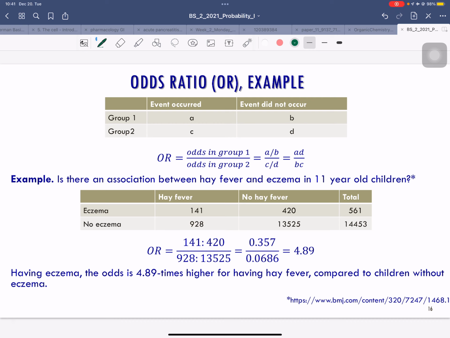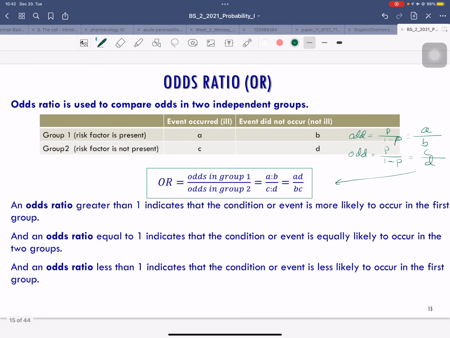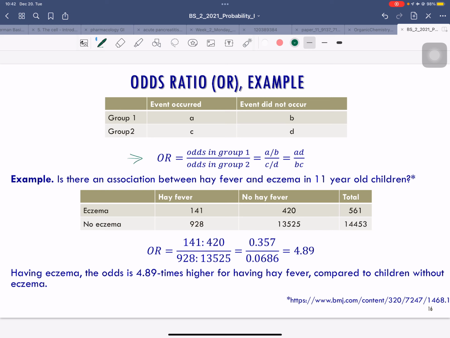As you see here, I wrote an example for you with the same formula, on the last page. We have high fever patients with eczema, 141. Non-eczema with high fever is 928. But eczema with no high fever is 420. And no eczema, no high fever, is this number.